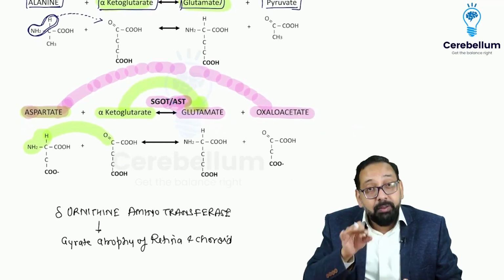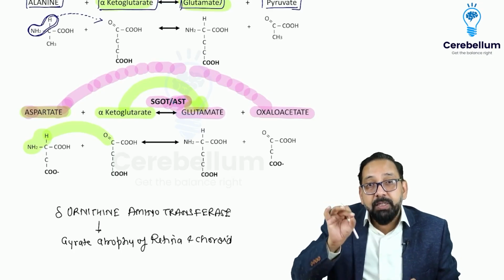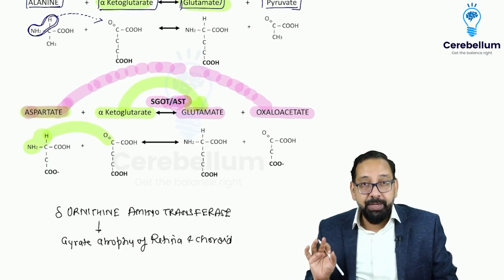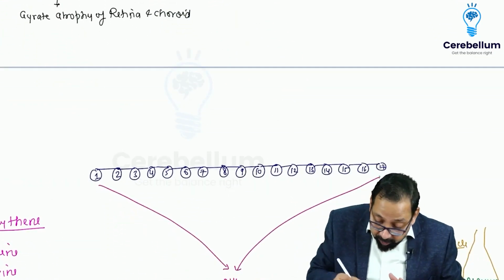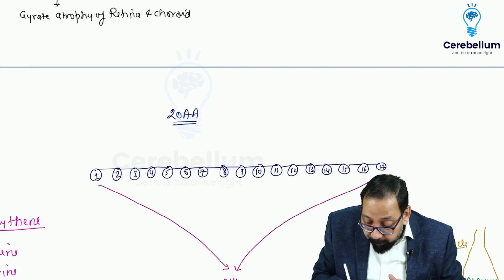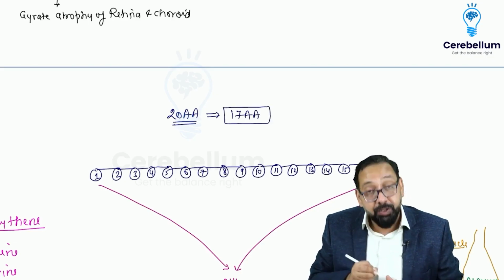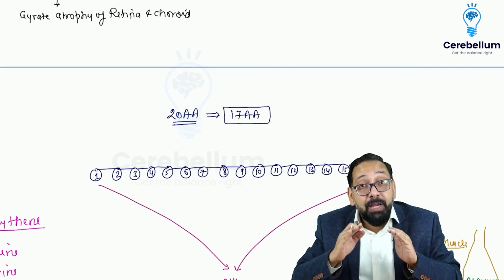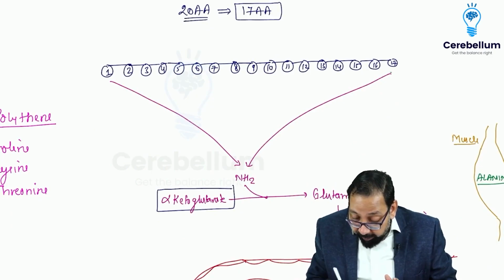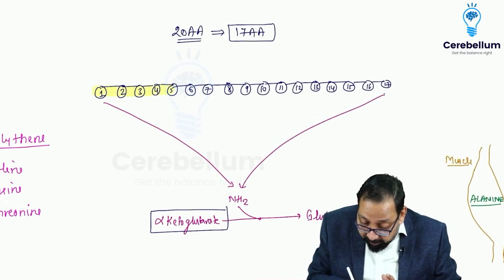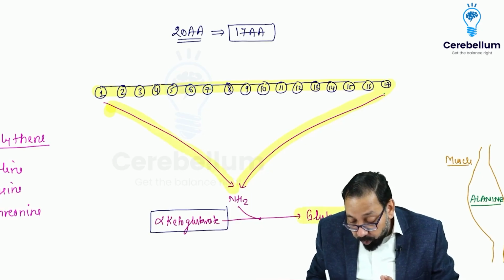You found that these amino acids, aspartate and alanine, transfer their amino group to alpha ketoglutarate, and we found that out of the 20 amino acids which take part in protein synthesis, 17 amino acids show transamination reaction. So I have taken here 17 amino acids; 17 transfer their amino group to alpha ketoglutarate to form glutamate.